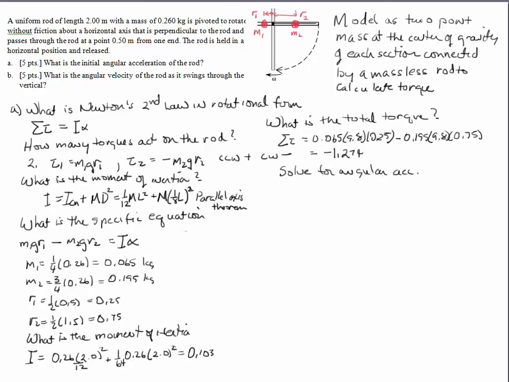Now let's solve for the angular acceleration, because now we have this value and we have this value. So now all we have to do is get the angular acceleration. And we have minus 1.274 equal to 0.103 times angular acceleration, which gives us an angular acceleration of minus 12.37 radians per second squared.